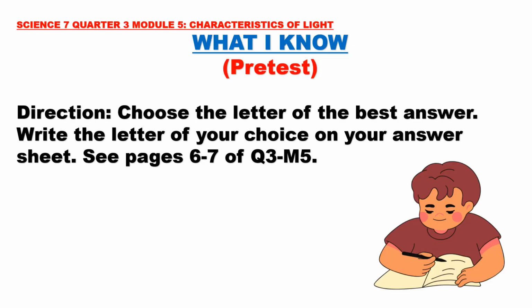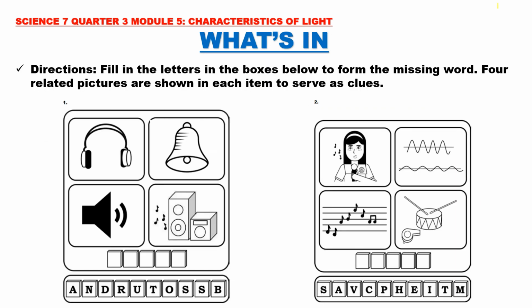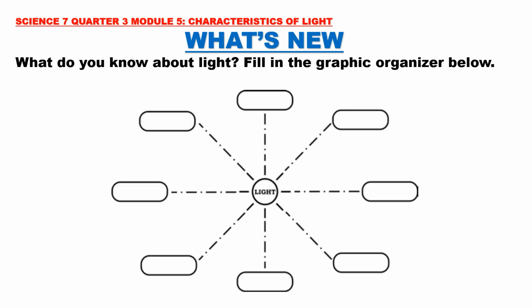What I know. Choose the letter of the best answer. Write the letter of your choice on your answer sheet. See pages 6 to 7 of Quarter 3, Module 5. What's in? Fill in the letters in the boxes below to form the missing word. 4 related pictures are shown in each item to serve as clues. What's new? What do you know about light? Fill in the graphic organizer below.